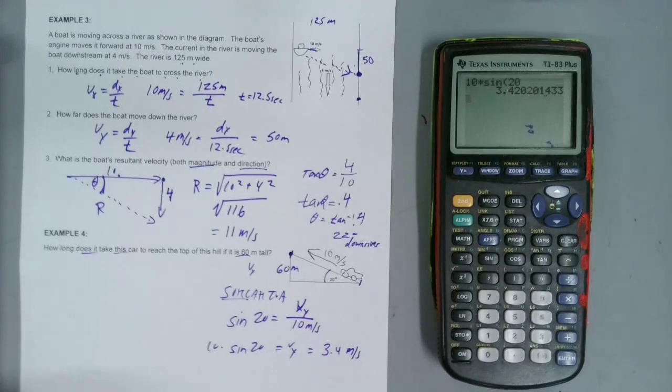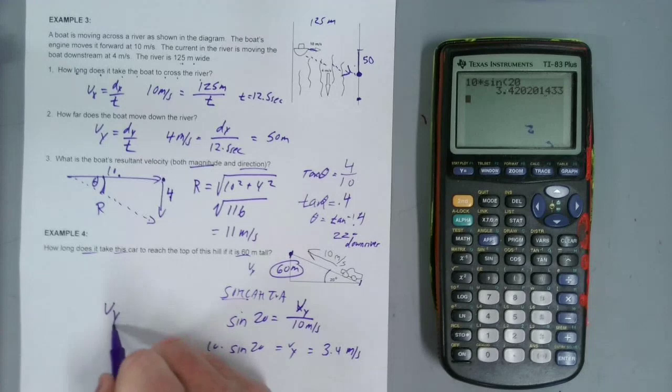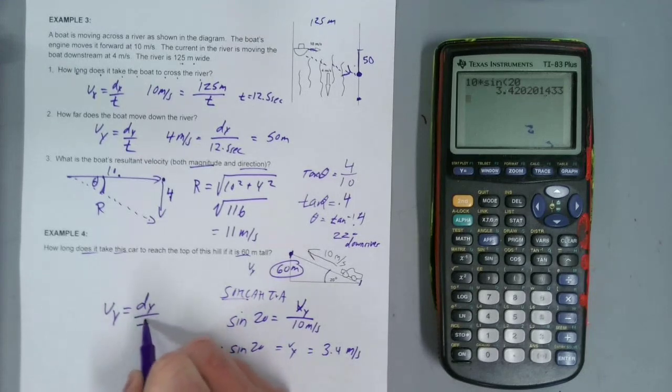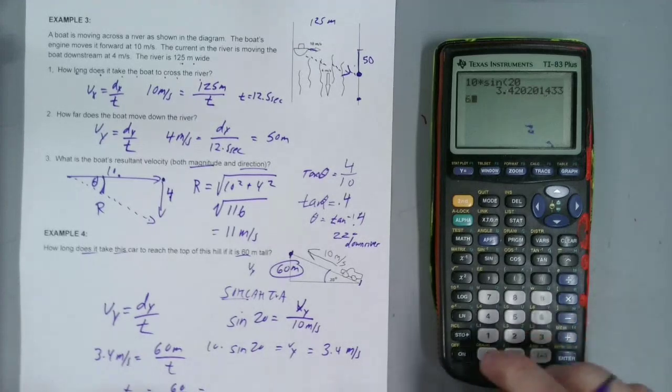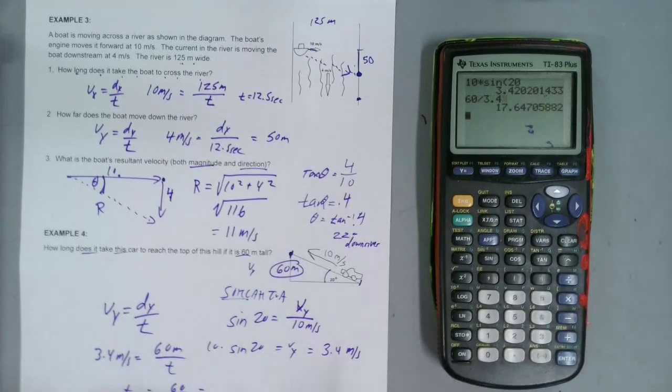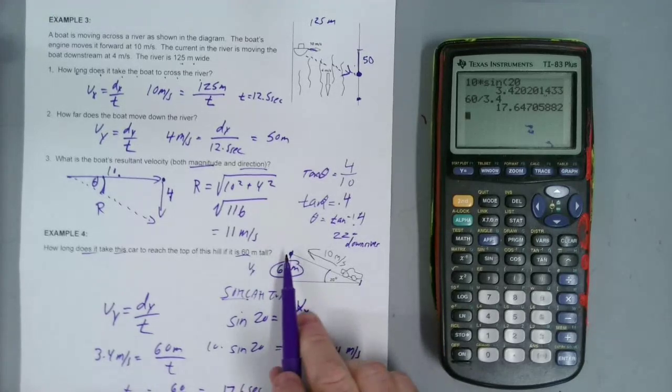But how high up do we go? We go up to 60. Well, how long does it take me to go up that high? I'm going up at a rate of 3.4 meters per second. I'm going up to 60 meters. How long does that take me? 60 divided by 3.4 takes me about 17.6 seconds to go up that high.